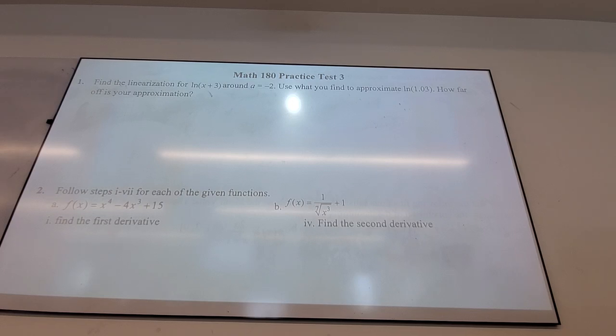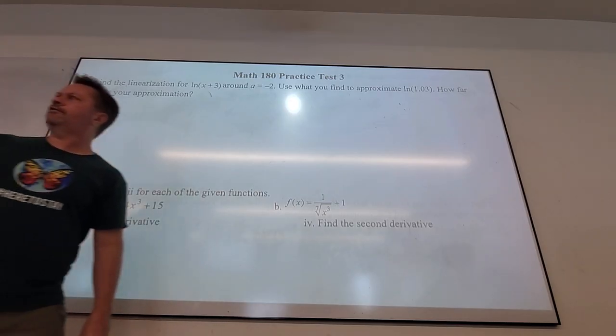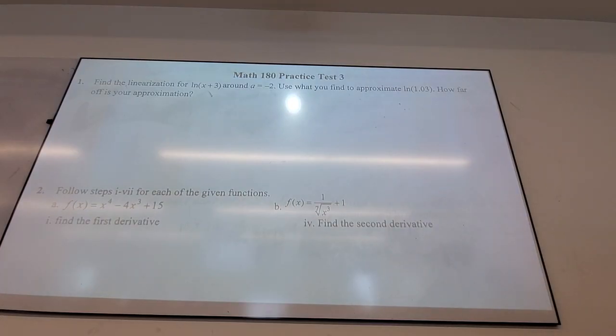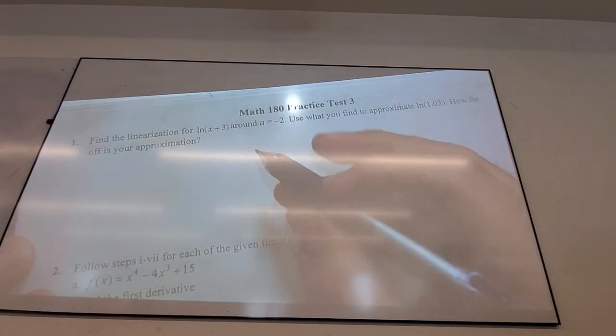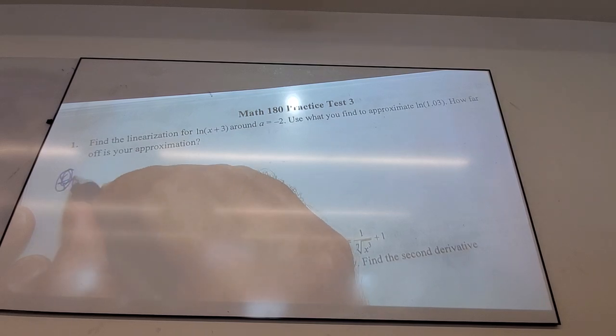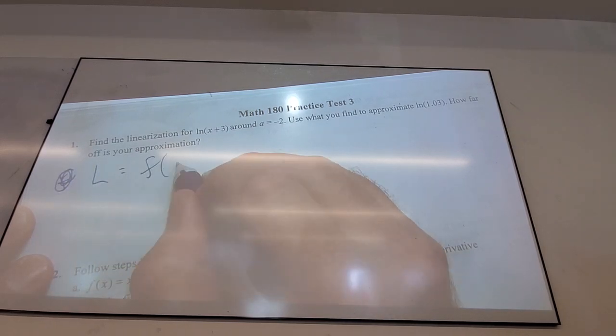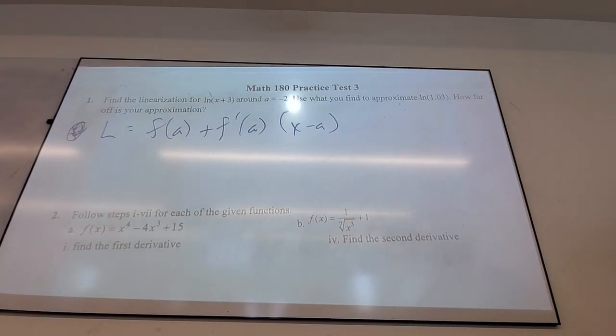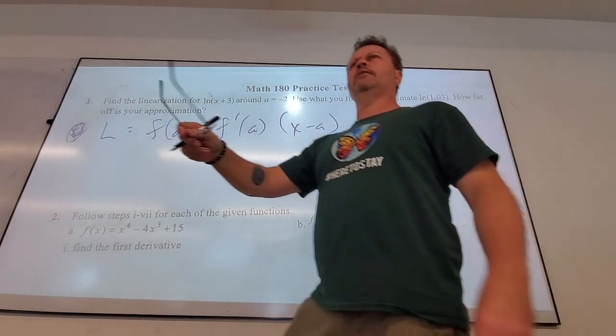So if you want to, you can memorize the section's linearization formula. Do you guys remember why that's kind of silly? It's just finding the tangent line. That's all it is. On a different level, it is kind of good to know this exists. The linearization is f of a plus f prime of a times x minus a. That's the official linearization formula.